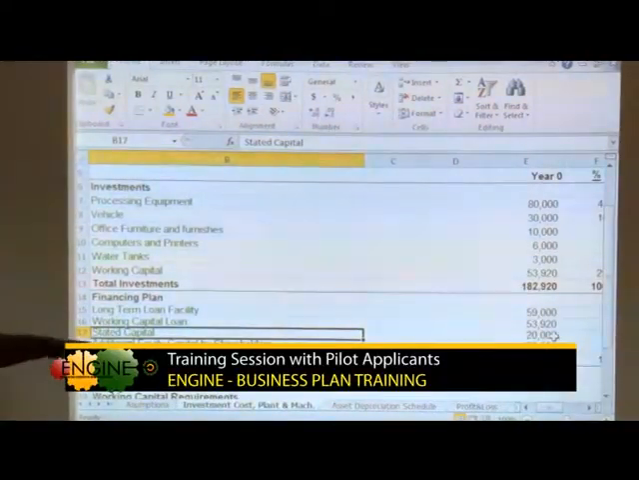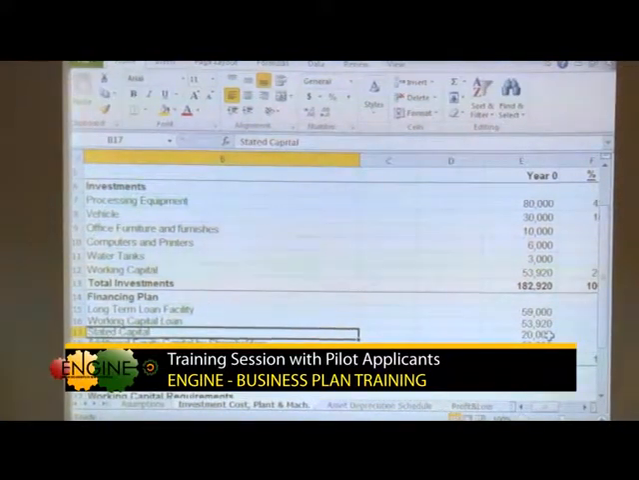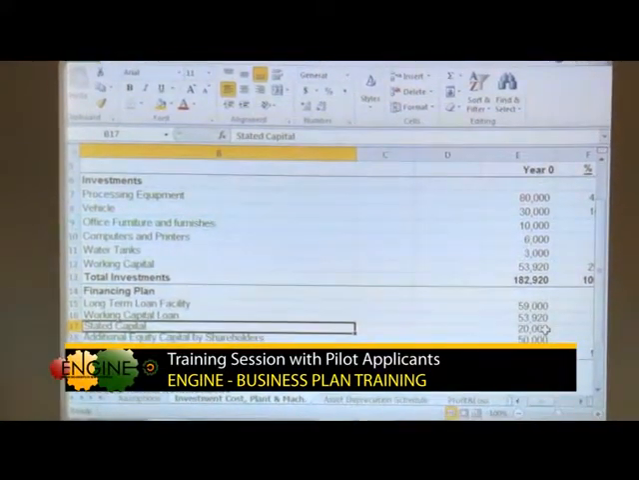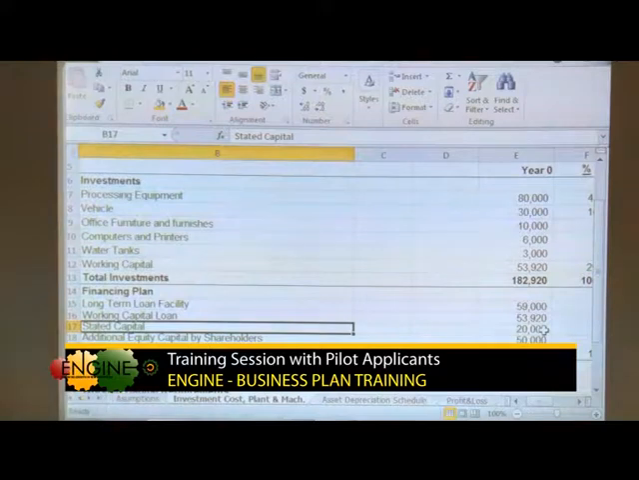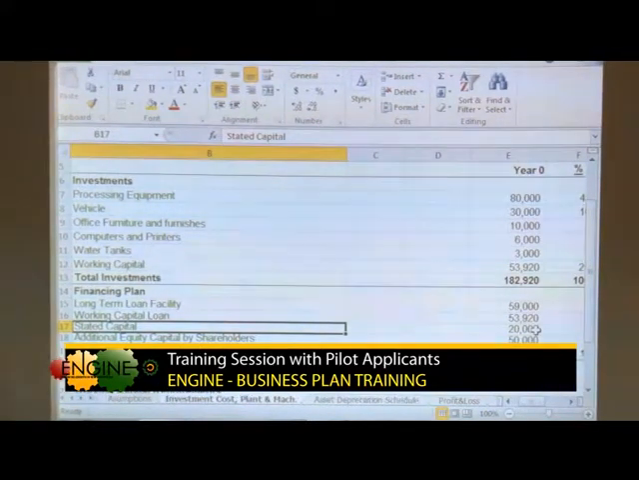You see that it's balancing. My total investments and my total financing are balancing. They have to balance in a way, because whatever I invest, I need to finance it. Okay. So this is one sheet that I have to do. There are so many sheets that I went through.